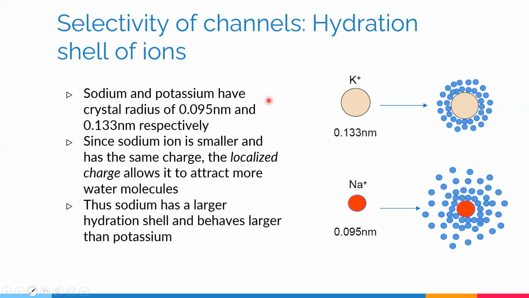Sodium and potassium have a crystal radius of 0.095 nanometer and 0.133 nanometer respectively. Since sodium, which is shown in the bottom of the screen right here, is much smaller but has the same charge as potassium, the localized charge on sodium is way higher than potassium.